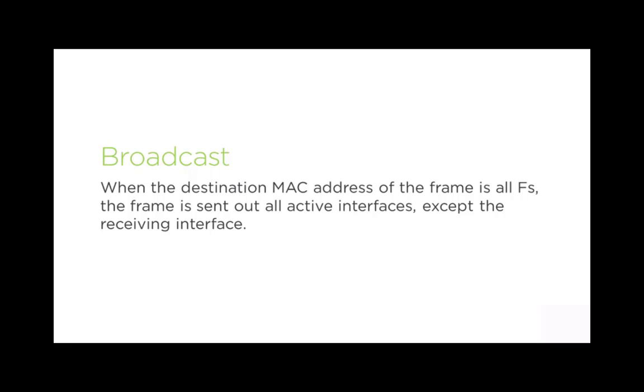So for broadcast, when the destination MAC address of the frame is all F, the frame is sent out all active interfaces except the receiving interface. Basically, broadcast is very common in switches. But in a router we don't have a broadcast domain, while in a switch we have a broadcast domain. So this is the basic difference between routers and switches.